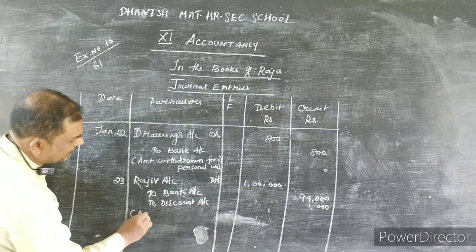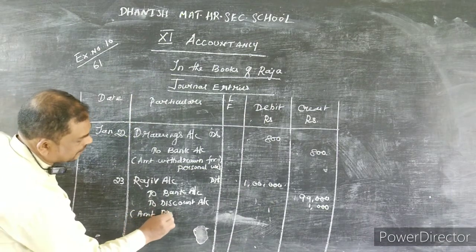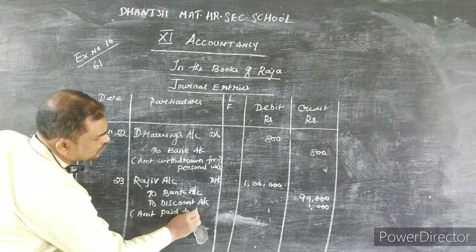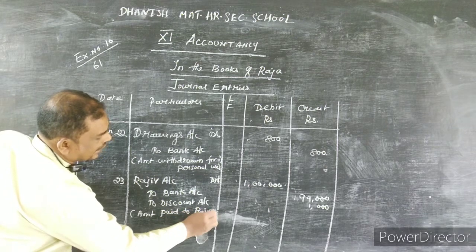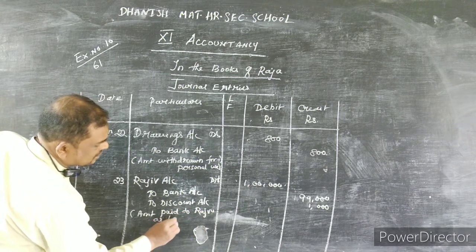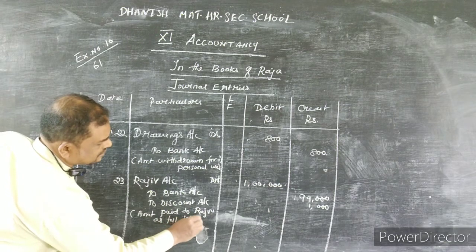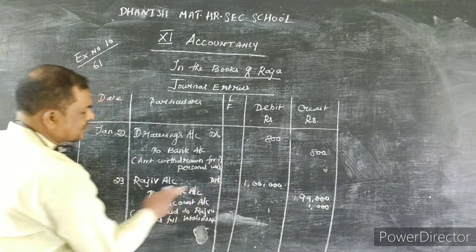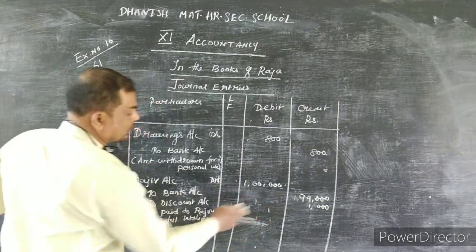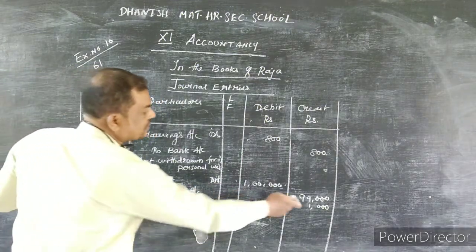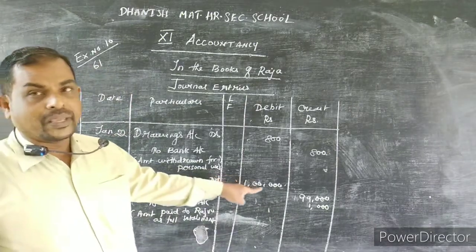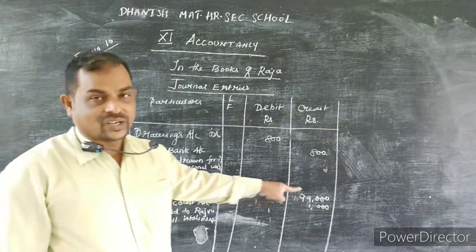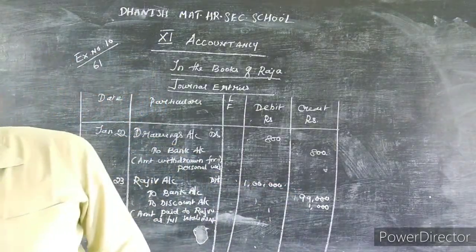Amount paid to Rajiv as full settlement. Rajiv account debtor 1 lakh, bank account 99,000, discount received 1,000 rupees. So debit should be equal to credit. Here debit 1 lakh, credit 1 lakh. Okay, come to the next transaction.